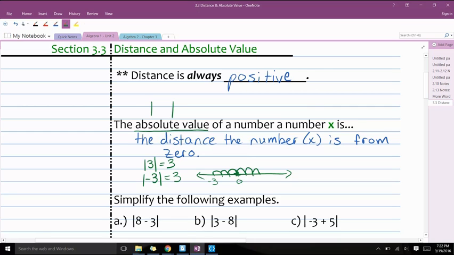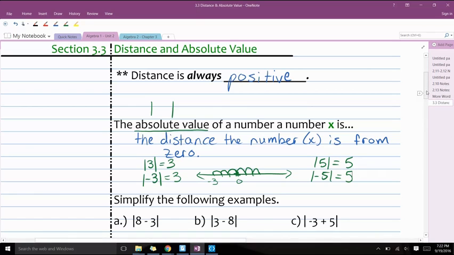Okay, so quick test here. What's the absolute value of 5 and the absolute value of negative 5? Hopefully you roll your eyes. Well, don't roll your eyes. But hopefully you said they were both 5, right? Because they're both 5 spots from 0.